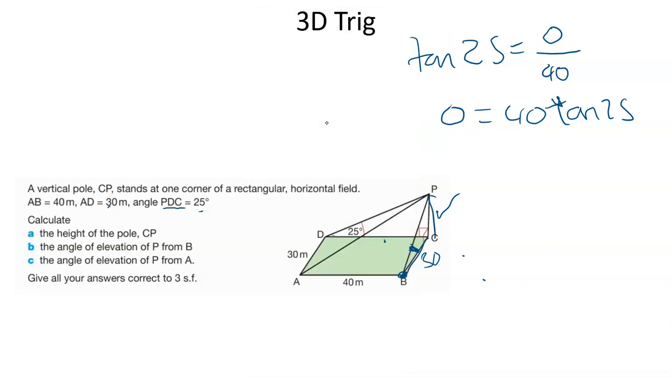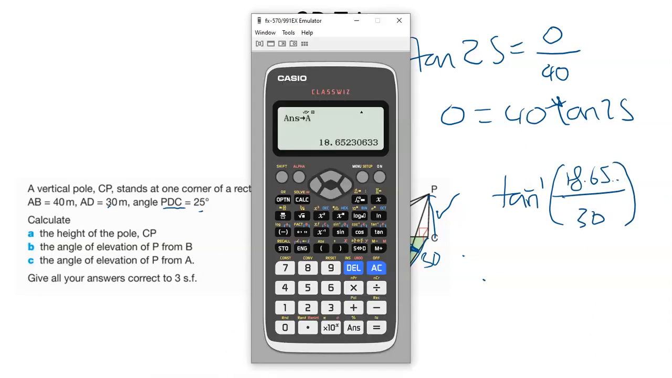So if we know this and we know that, we can say that this is tan again, isn't it? But this is inverse tan, because we want the angle, of opposite over adjacent, so you're 18.65 and so on over 30. And so we're going to go shift tan of our previous answer, so A, over 30, and that gives us an answer of 31.87 or 31.9 to round it as asked.